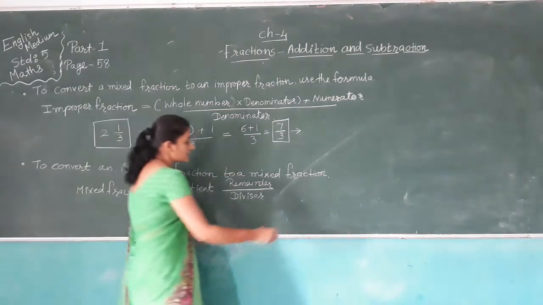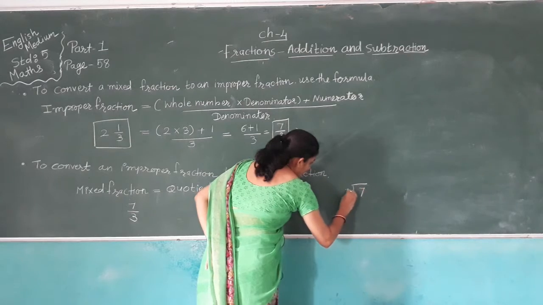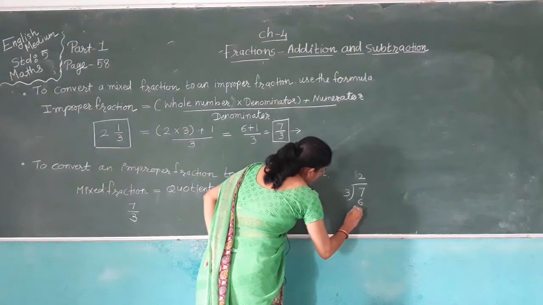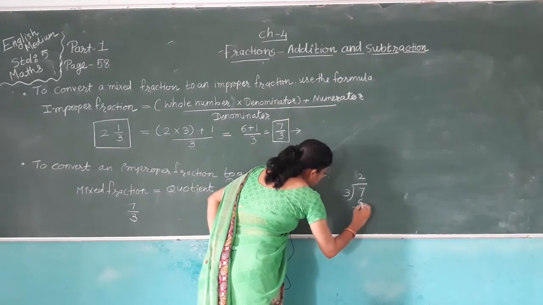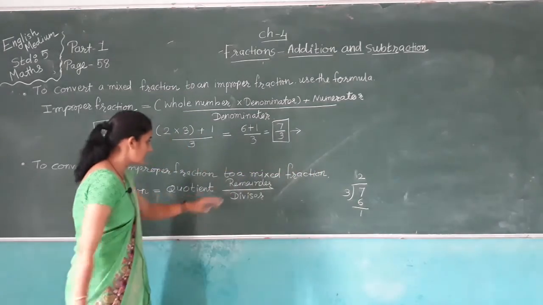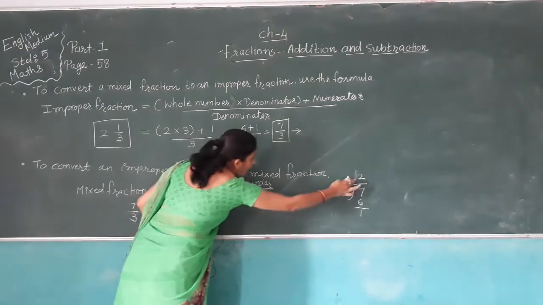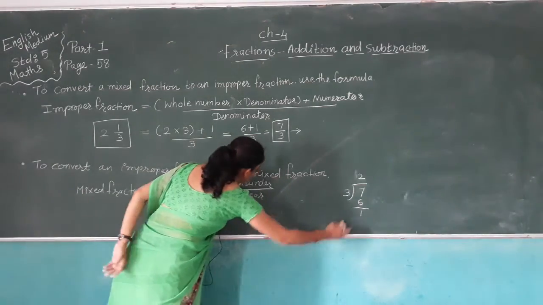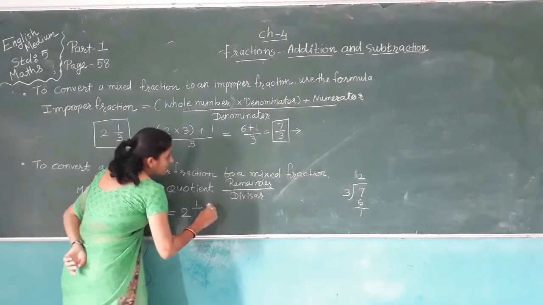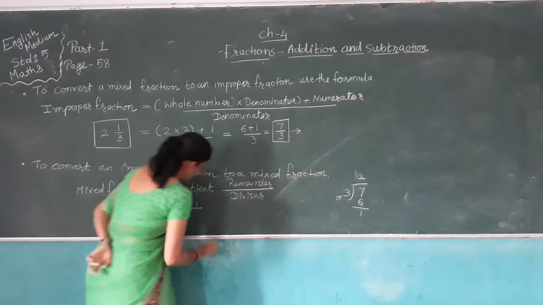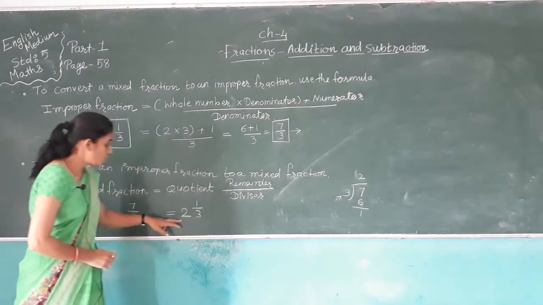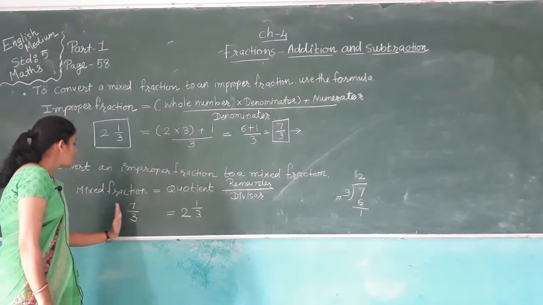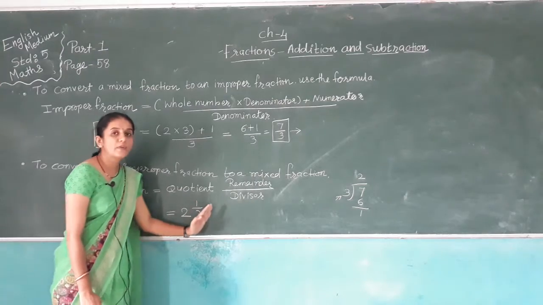So divide it. 7 divided by 3. 3 ones are 3, 3 twos are 6. Here 7 minus 6 is 1. Now write it. Quotient, what is the quotient? 2. So first write 2 here. Remainder, what is the remainder? 1. And the divisor here is 3. So it makes 2 and 1 out of 3. This is how an improper fraction is converted to a mixed fraction.